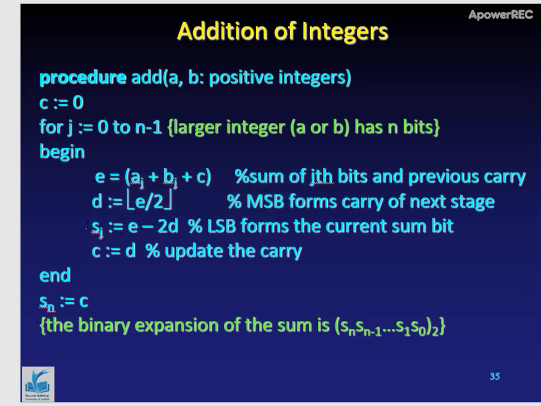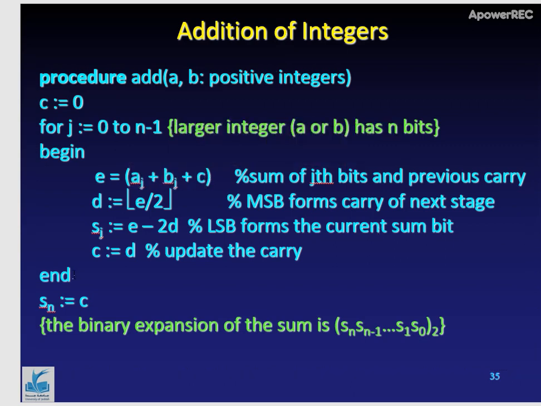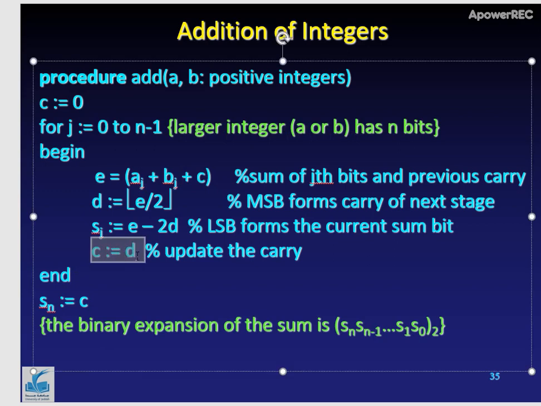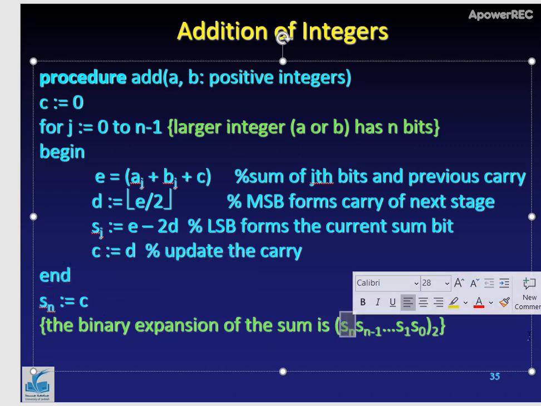And we repeat this process, accessing more significant bits of the two operands, and we update the carry at every stage. The carry at the last stage, when the loop breaks, will form the most significant bit in the sum. So the most significant bit of the sum will be the carry out of the last stage.